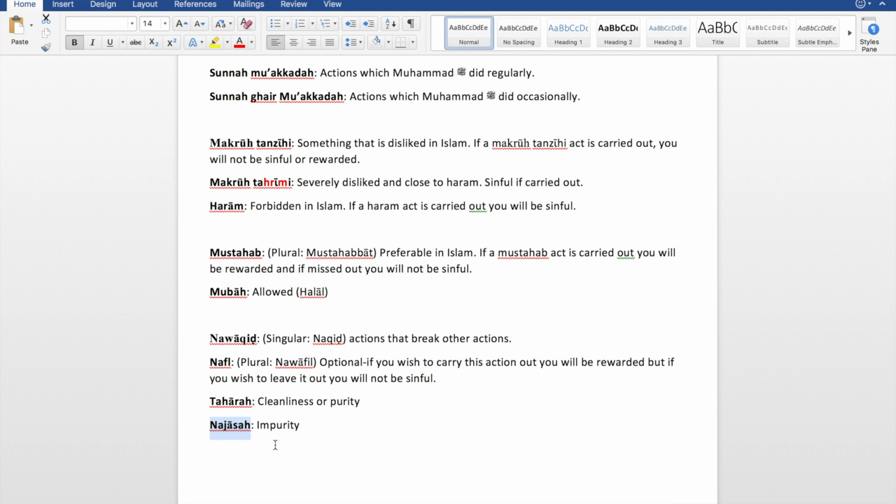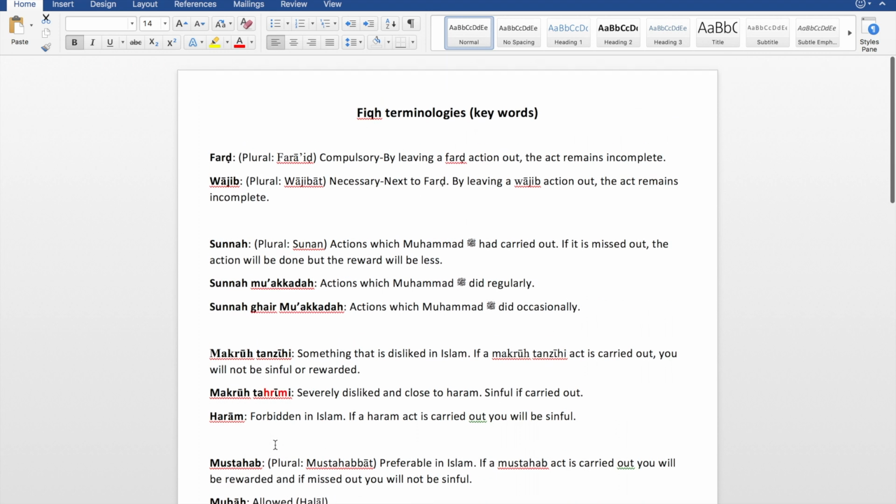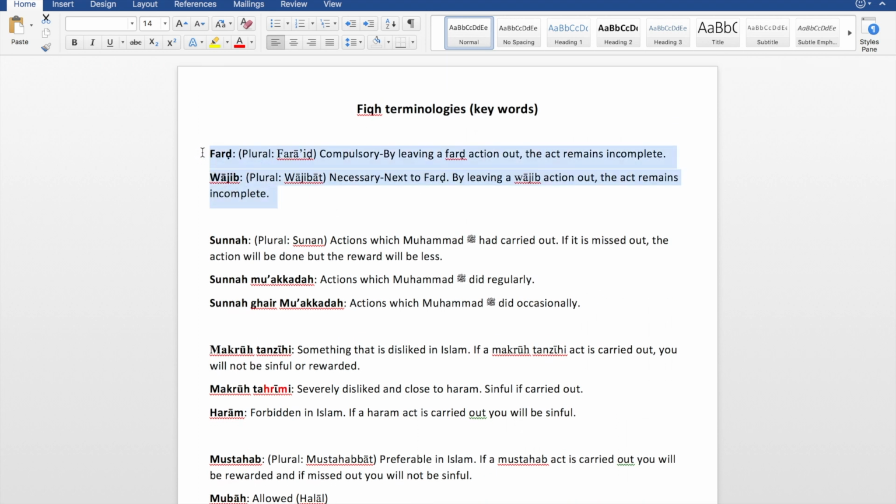Let's just quickly go through a recap and then we'll finish. So the first category was the things that we have to do. We can't even miss them once. If we leave them, then we'll be sinful. And that was the fard. And wajib was necessary, which is right next to fard. And then we learned the sunnah categories. Those things that the Prophet Muhammad ﷺ used to do. And then we said sunnah was of two types. Sunnah mu'akkada, sunnah ghair mu'akkada.